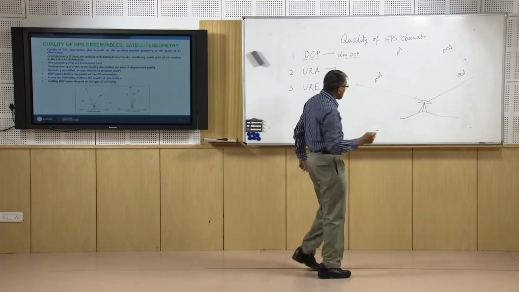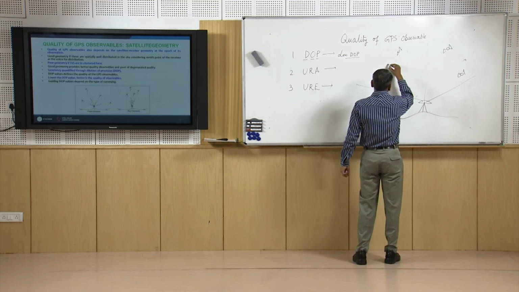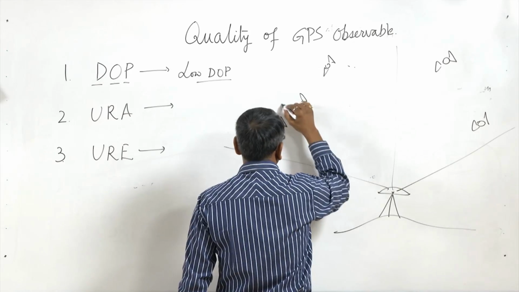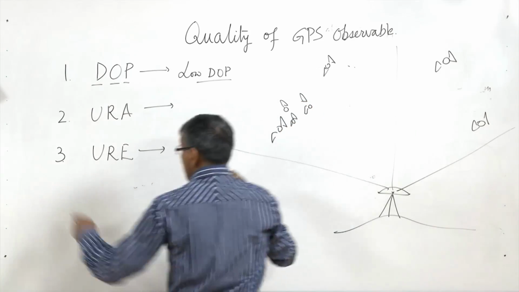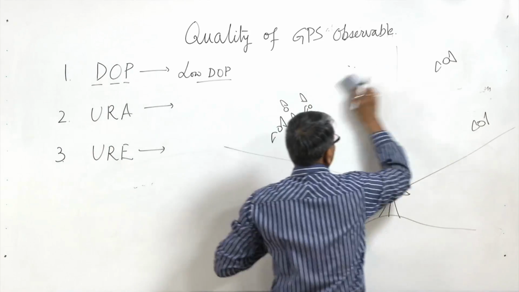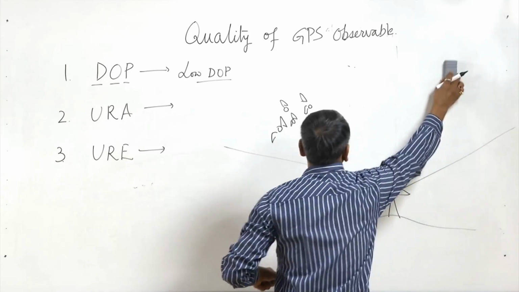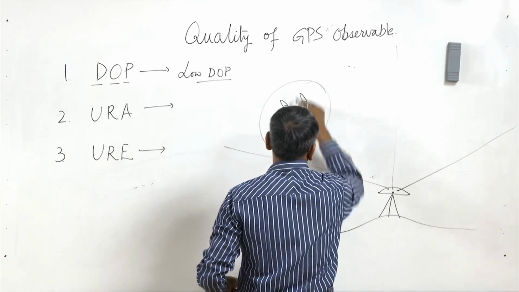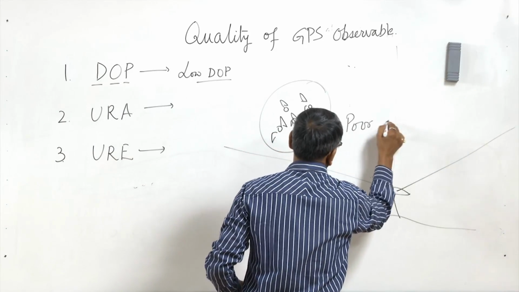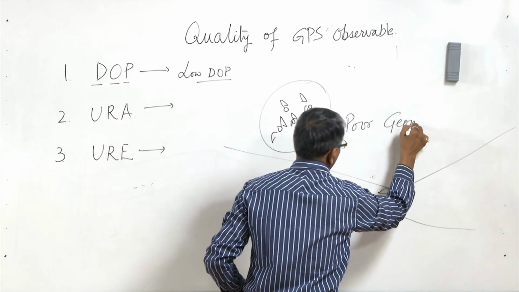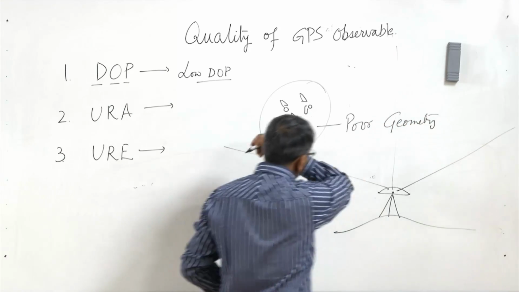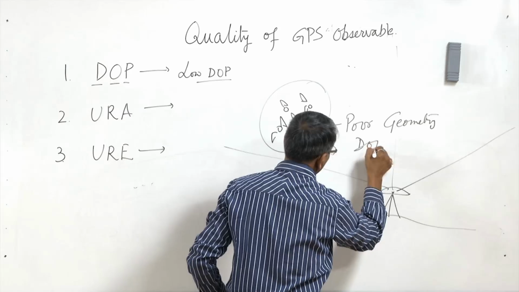And if these satellites are clustered at some point, some location, then the geometry is called a poor geometry, and our DOP value will be high.